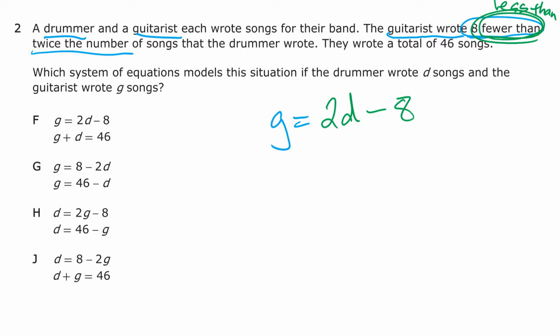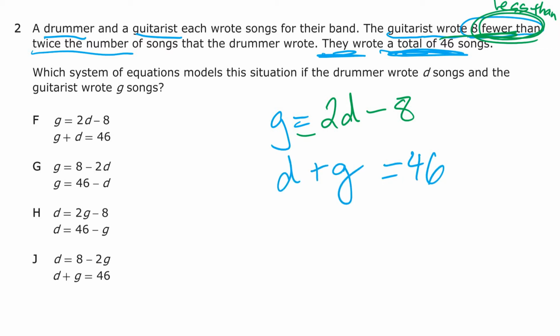Let's see how that makes sense. The guitarist wrote 8 fewer, so 8 less than twice the number the drummer wrote. That makes sense. However many the drummer wrote, times 2, take away 8. So that's our first equation. Now our second equation, it says they wrote a total of 46. And who is they? The drummer plus the guitarist. So the answer that matches on that one is F. All right.